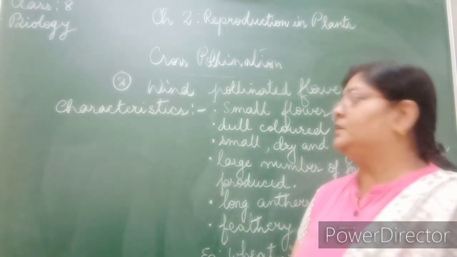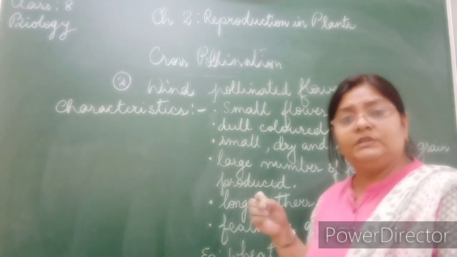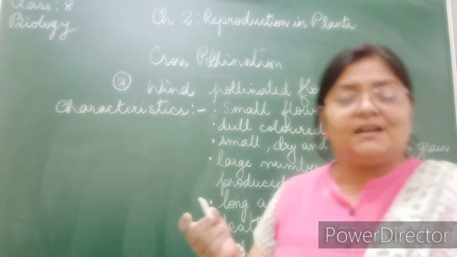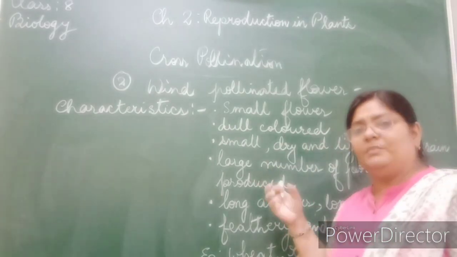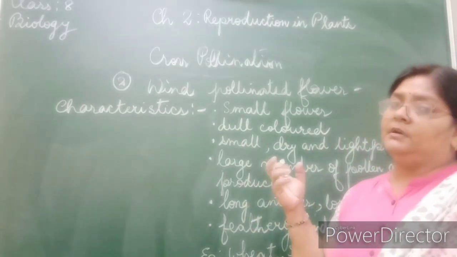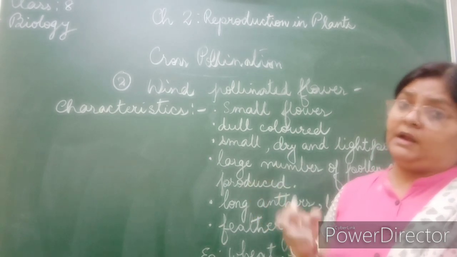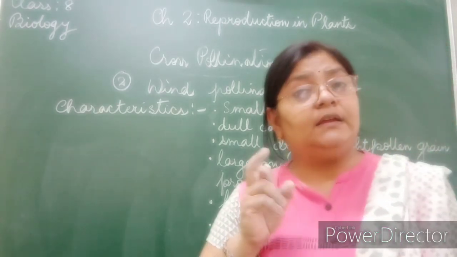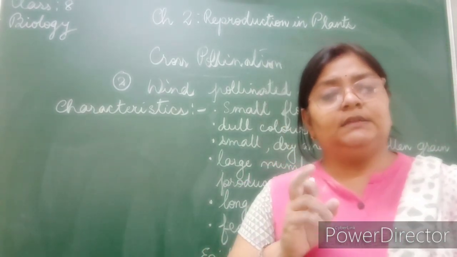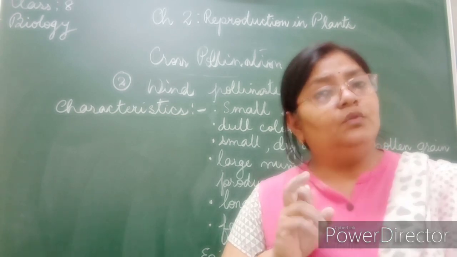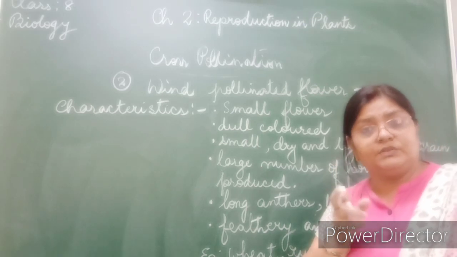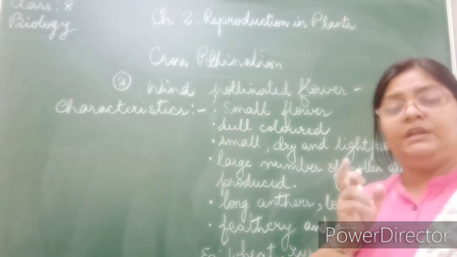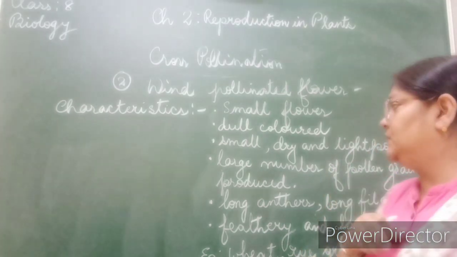pollen grains from it. They are dull colored because they do not need to attract the insects. The color will not be of any help to attract the wind. So therefore they are mainly dull colored or maybe white. Sometimes some flowers which are pollinated by insects which are nocturnal, that is, they are active at night, are also white in color, but they have a fragrance or scent in them. They are pollinated by insects but are white in color.